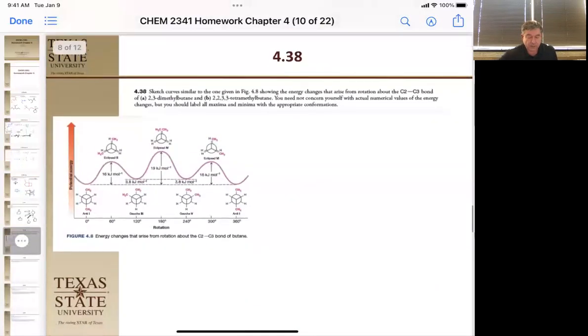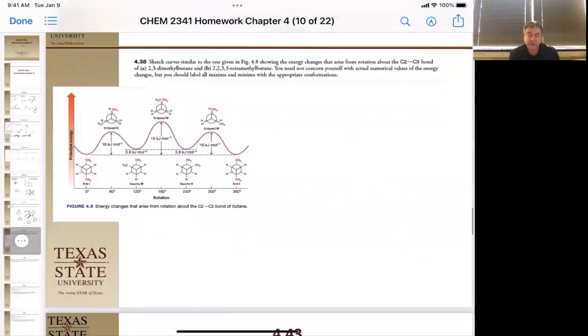All right, moving on. Sketch curves similar to those given in figure 4.8, which is right here, for the energy changes around rotation of the C2 to C3 bond for dimethylbutane and for tetramethylbutane. You do not need to concern yourself with the actual values of the energy. You should just label the maximum and minimum. So first of all, let's try dimethylbutane. So let's see, we have butane and then 2-methyl, 3-methyl. So dimethylbutane.